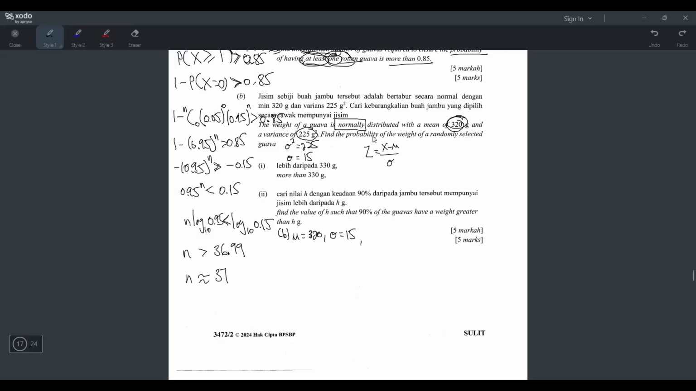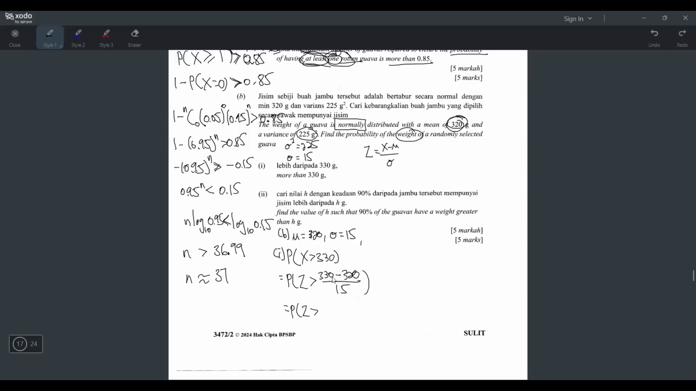Okay, now they say find the probability of the weight of a randomly selected guava more than 330 gram. So they want to find the probability. Okay, let X represent the weight, right? And more than 330, so bigger than 330 like this, right? And now you convert to z value, and then later you refer to the z value table. So now I will write down here to convert to z first. When you convert to z, you take the x value 330 minus the mean 320, divided by the standard deviation 15. So now you have to press the calculator and see what you get here.